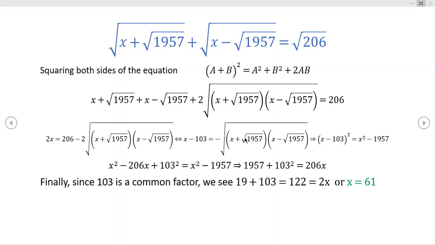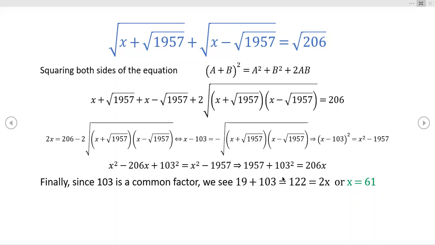Now, again, x plus root 1957 and x minus root 1957, that's the difference of two squares, a plus b times a minus b. So this is the form a squared minus b squared. And you can see right at this line already, the x squareds will cancel. And the rest of this is just about collecting like terms, getting everything on one side.